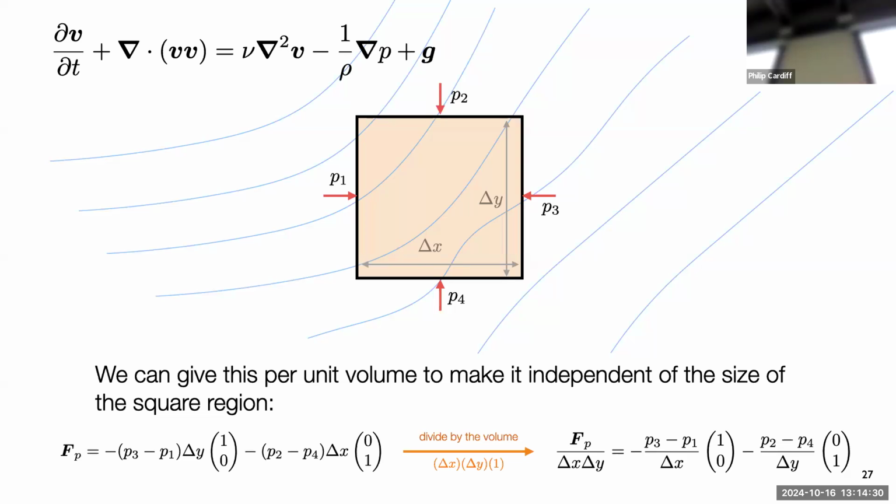You'll see that instead of P3 minus P1 times delta y, it's now divided by delta x, because we're dividing by delta x, delta y, so delta y is cancelled. So the difference, pressure 3 and 1 divided by delta x, the width, is multiplied in the x direction, and then the difference between pressure P2 and P4 is divided by the y distance and applied in the y direction.